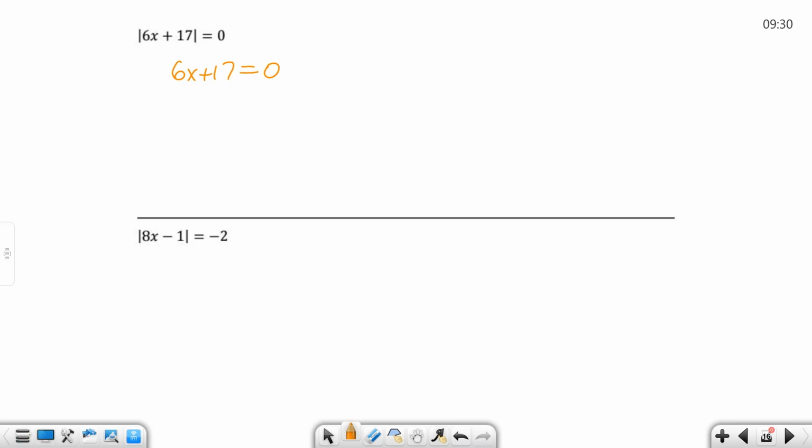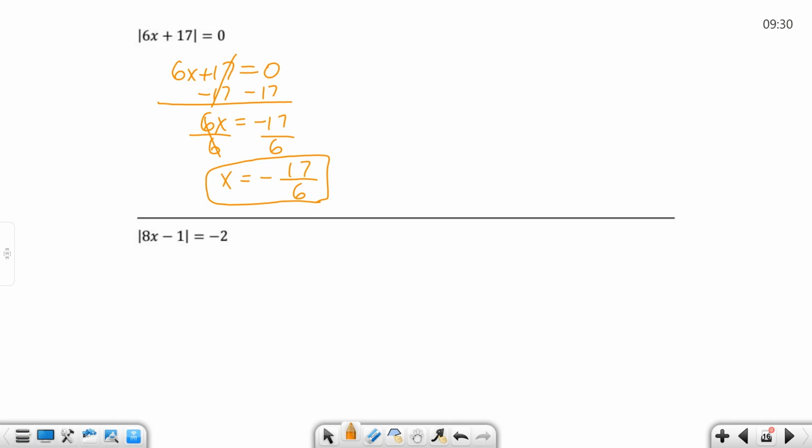Right? This absolute value is actually never positive because it's equal to 0. So if you said it was always positive, that's wrong here. This is just 0. That's it. So then if I solve this, I'm going to subtract the 17 from both sides. I get 6x equals -17. Divide both sides by 6. And I get x equals -17 over 6, and that's it. I can box that one because there's not a second equation.